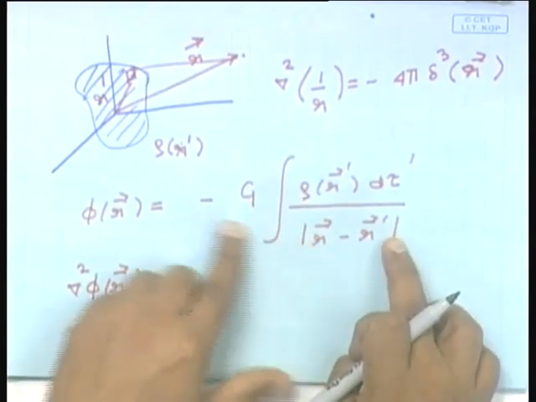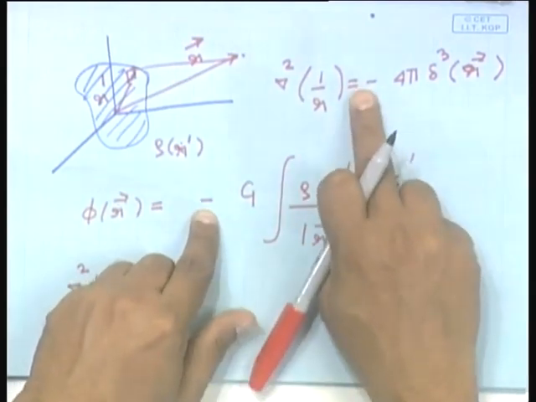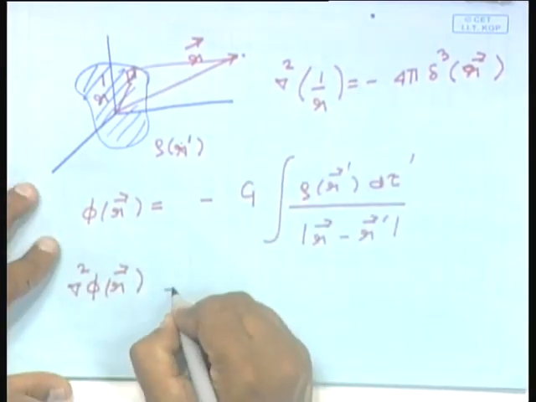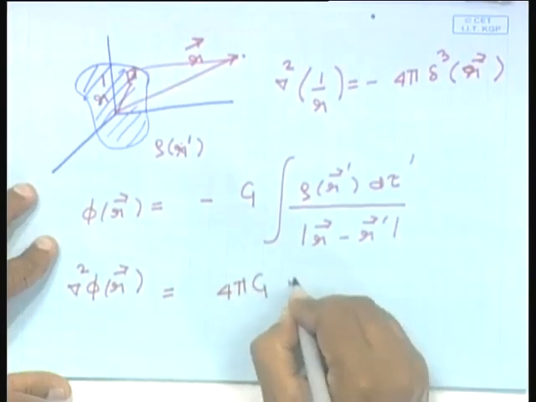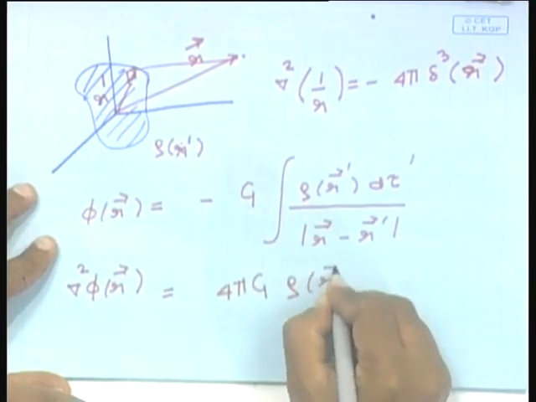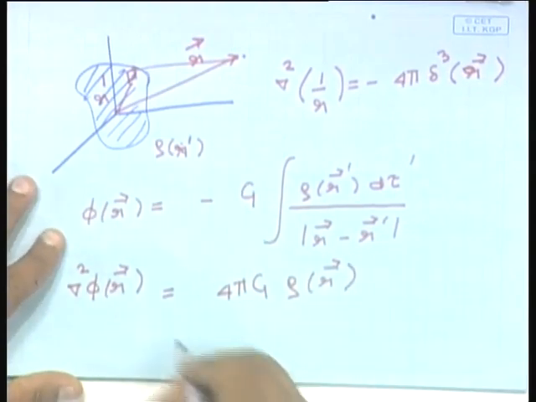Okay. And this minus sign is gone because of this. So, when you now do the integral, what you get is that this is going to be equal to 4 pi G rho of r. This is called the Poisson equation.